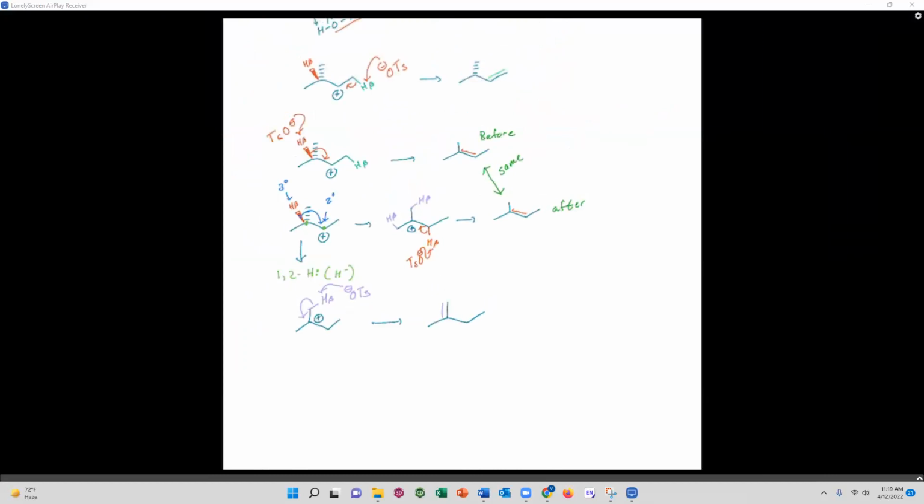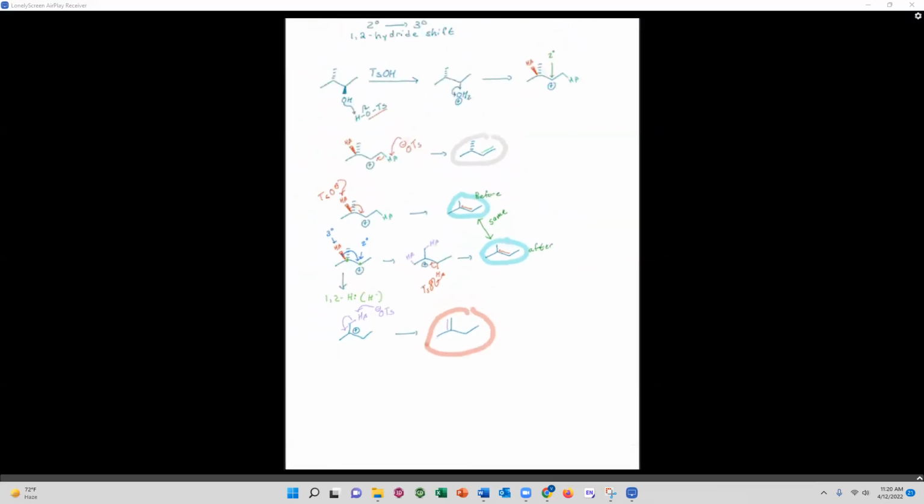So when you look at the total number of products you can form, you have this compound here, the top, which can only be formed before carbocation rearrangement. You have this one, which can be formed before and after carbocation rearrangement. And then you have the last one that we formed that can only be formed after carbocation rearrangement. And so for this particular reaction, you would expect three different products.